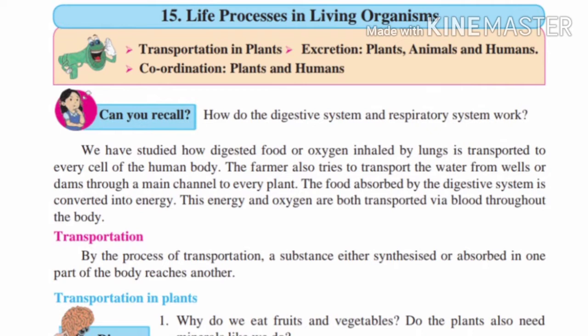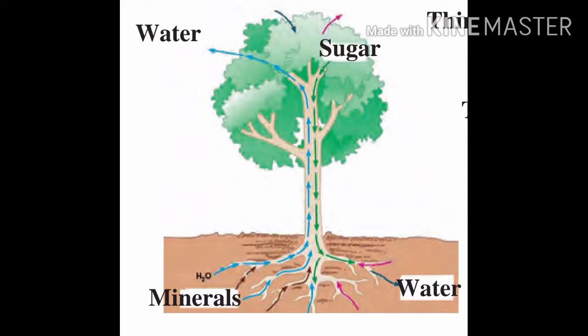You all know that during the process of transportation, a substance is transported from one place to another. Water, along with minerals and food in the plants, gets transported, that is, water and minerals from the roots to the other parts of the plant, and food that is synthesized in leaves gets transported to the other parts of the plant. The main difference between animals and plants is that animals move but plants don't.